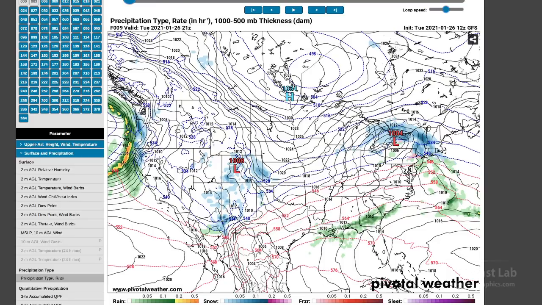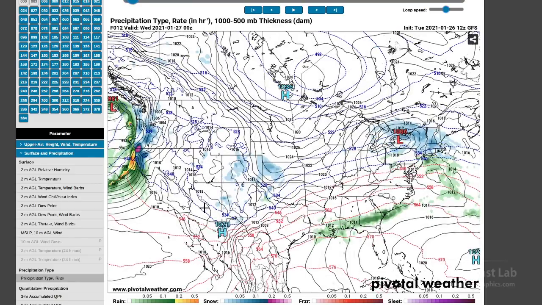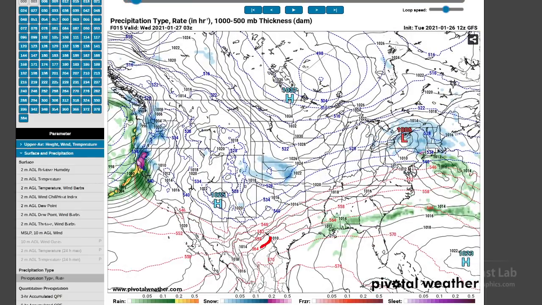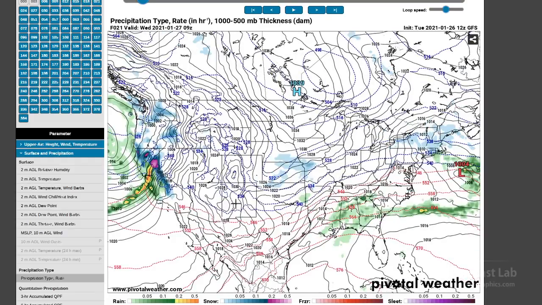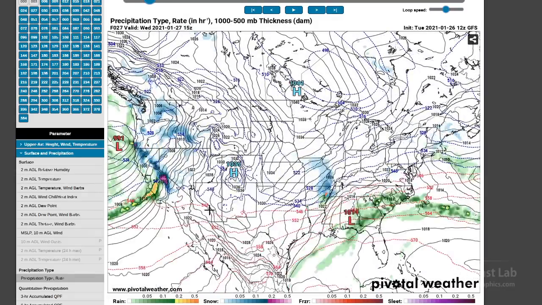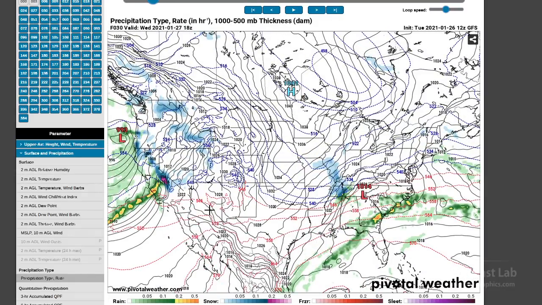So if we run that forward, let's see what happens to that system. Looks like it advances into Del Rio, towards San Antonio, but it is a dry system. And then by tomorrow morning, there it is pushing into Louisiana. Looks like one little weak low back behind it, but just overall just kind of a cold northerly flow sweeping into Texas.